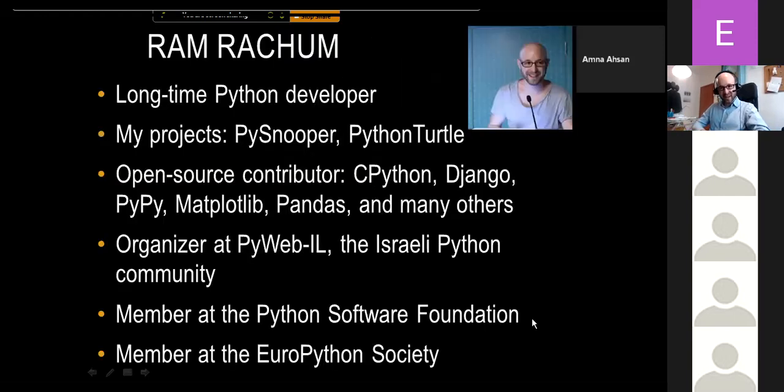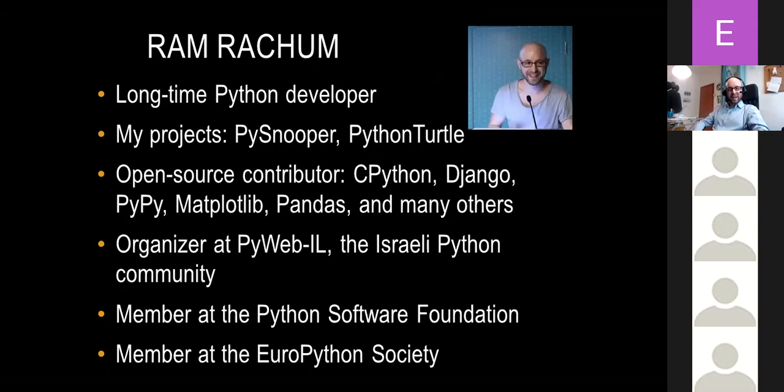And first, I'll introduce myself a bit. My name is Ram Rachum. By the way, I haven't mentioned, I am here in Tel Aviv, Israel. I'm a long-time Python developer. I'm known for my projects PySnooper and Python Turtle. I've contributed to a bunch of open source projects like CPython, Django, and PyPy. I organize PyWebIL, which is the Israeli Python community, and I'm a member of the PSF and the EuroPython Society.